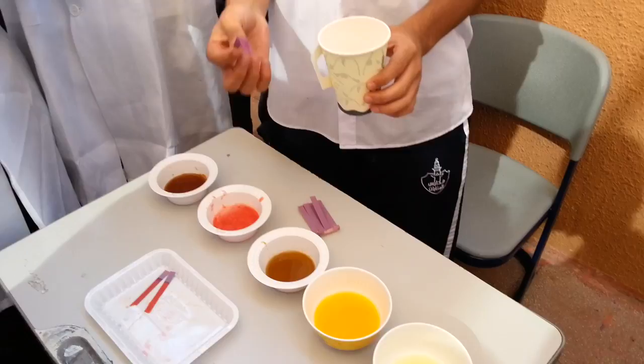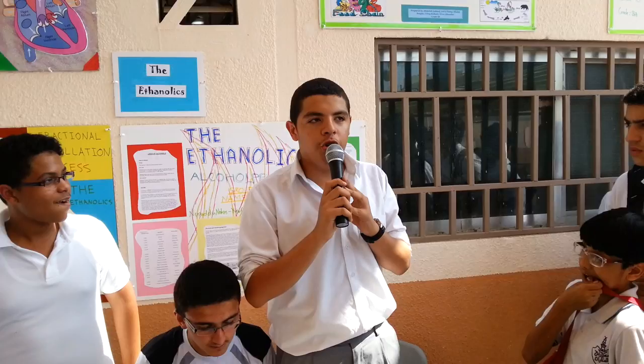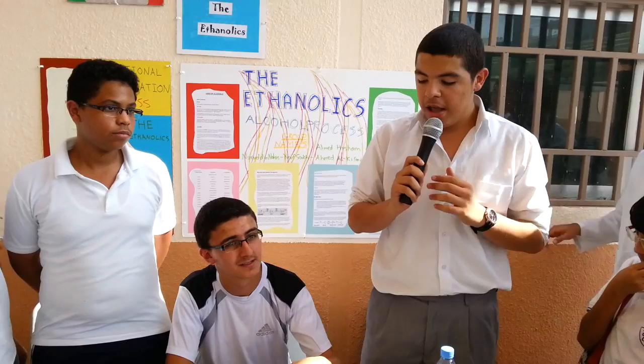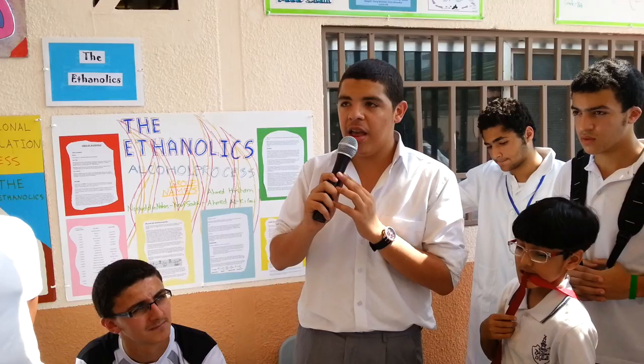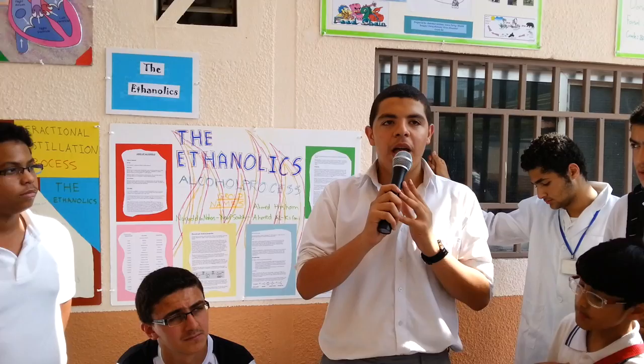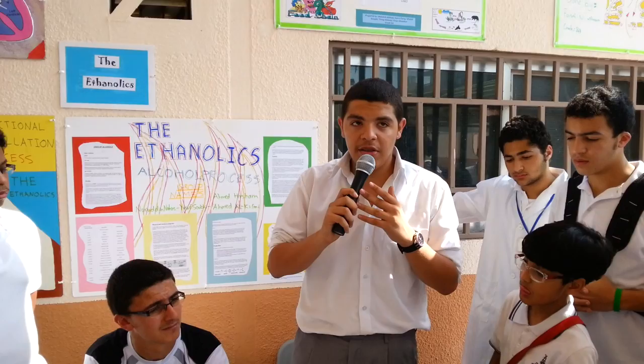We are grade 10A and 10B. Our project today is about the production of alcohol and how it can be used as a fuel. The first stage of our experiment is the production of alcohol through the fermentation process. The fermentation process, as simply as we can describe, is the usage of fruits or vegetables along with yeast for the production of an alcohol mixture, which can later be distilled to have 100% alcohol.